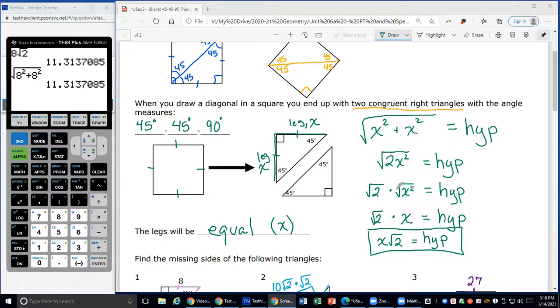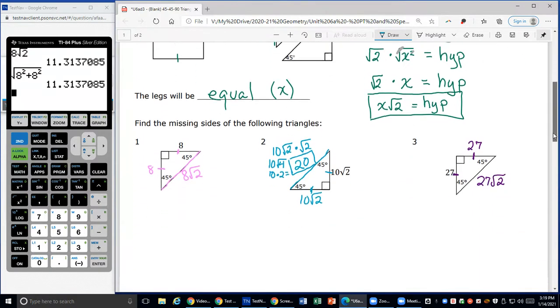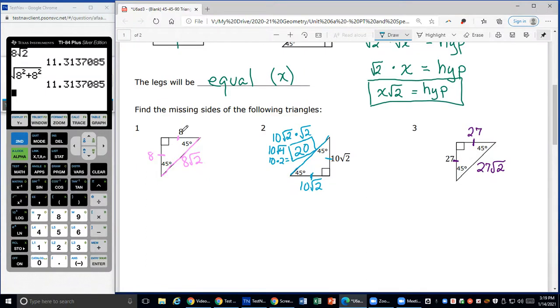Welcome back. So again, we've been looking at 45-45-90 triangles, and we discovered that both of my legs will be the same, and my hypotenuse will be that leg times the square root of 2. And we looked at some examples, and we saw whatever your leg is, 8, 8, 8 square root of 2. Your two legs will be the same, and then you just multiply by the square root of 2 to get your hypotenuse. 27, 27, 27 square root of 2.